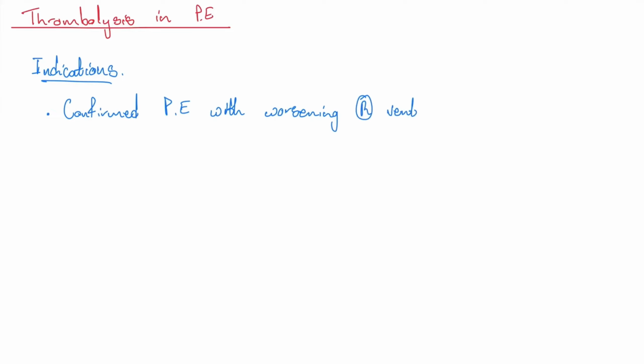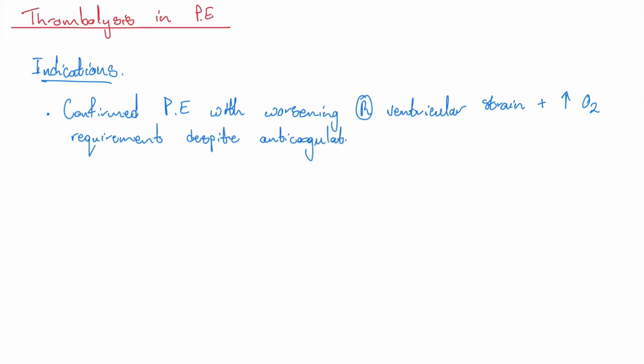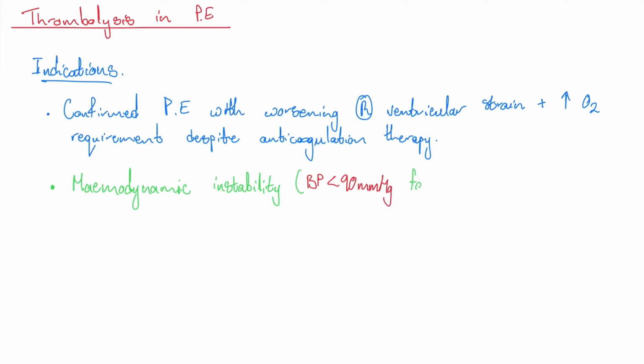Sometimes there's a need to thrombolyze patients with a confirmed PE. This is indicated if the patient has worsening right ventricular strain plus an increased oxygen requirement despite anticoagulation therapy, or the patient presents with hemodynamic instability, which involves a blood pressure of less than 90 systolic for greater than 15 minutes, or the patient presents with a cardiac arrest with a confirmed PE.